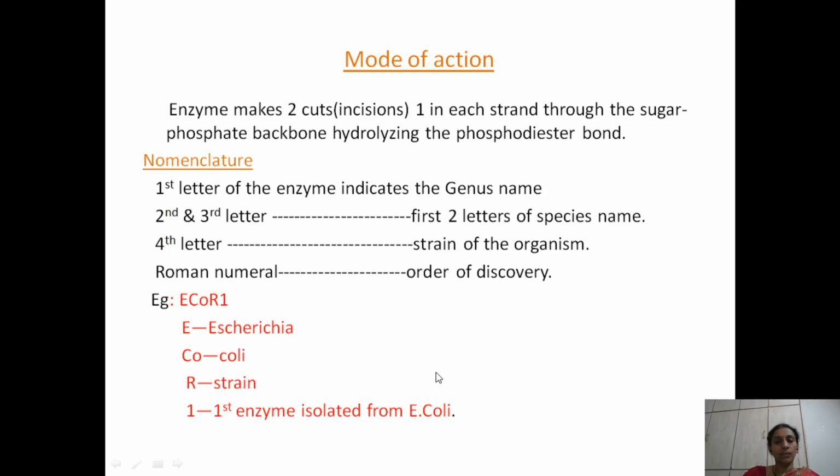So from a single bacteria, we can isolate or extract so many restriction enzymes. Among that, this last digit number represents the order of its extraction. So EcoR1 means this is the first restriction enzyme that is isolated from Escherichia coli bacteria. This is how enzymes are named.